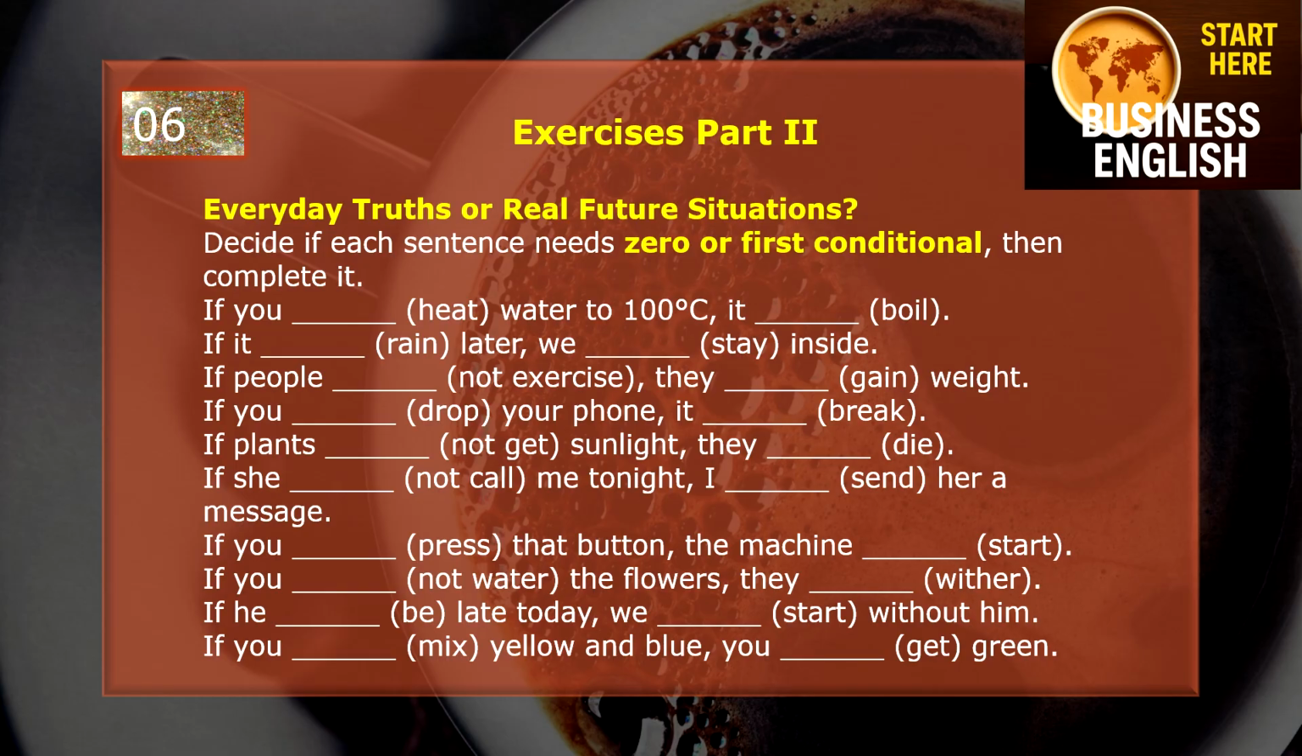Exercises Part 2. Everyday truths or real future situations. Decide if each sentence needs zero or first conditional, then complete it. If you water to 100 degrees Celsius, it. If it's late, we inside.